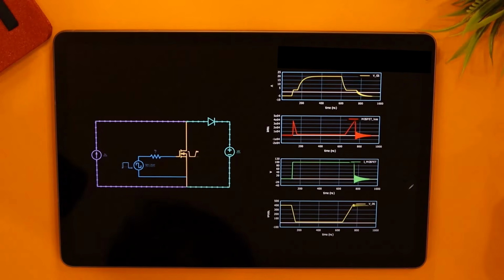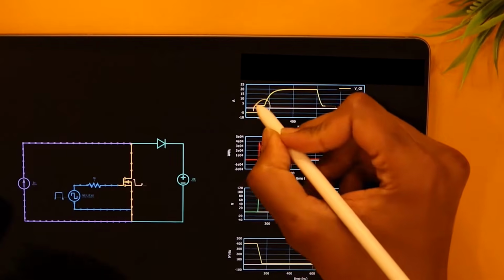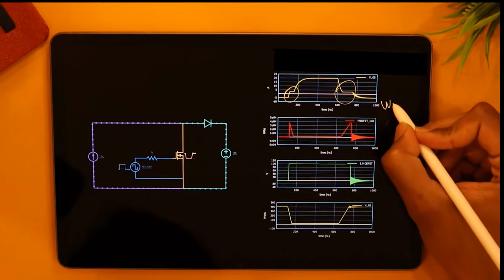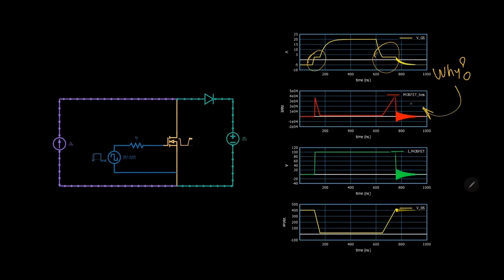In this video, we are going to talk about MOSFET switching, particularly focusing on the Miller Plateau. Why it occurs, what the different factors that affect it are, and how it impacts things like MOSFET switching losses.